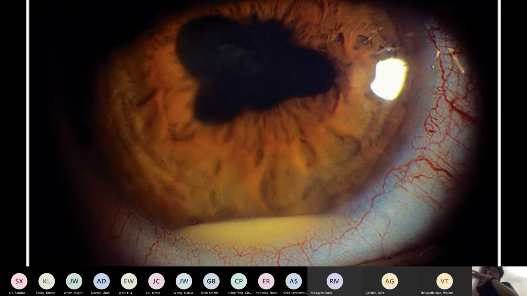always think of. Does anyone know what the diagnosis is? Yeah, so this is anterior uveitis. If you see these three things, it's going to be anterior uveitis.